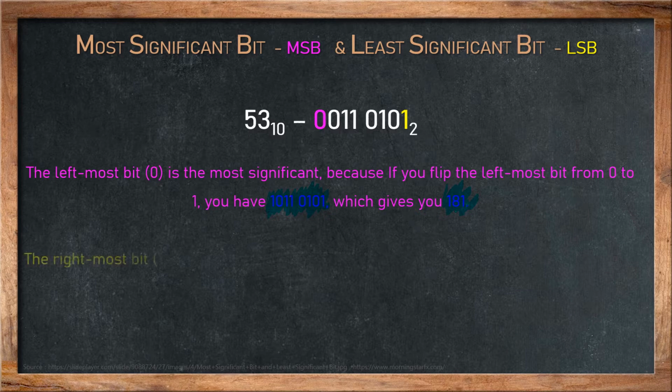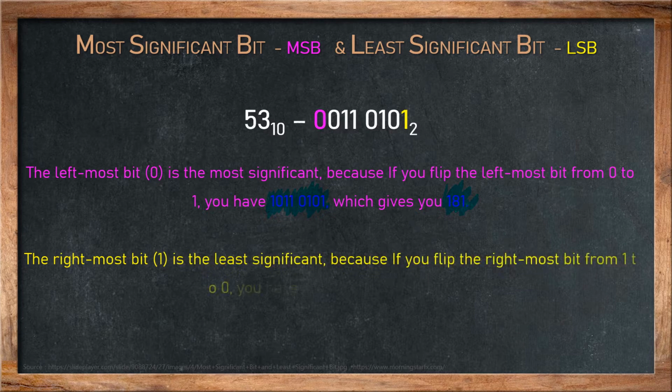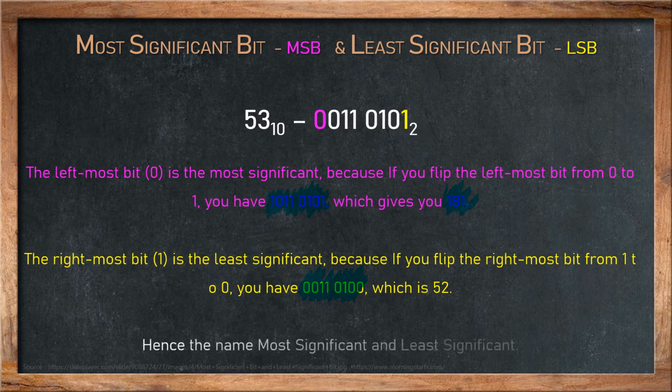About the LSB, the rightmost bit, that is our 1, is the least significant. Why? If you flip the rightmost bit from 1 to 0, you will get 0011 0100, and that is nothing but 52. So 53 is very close to 52. It means this rightmost bit has the least significance on the number, and that is the reason why we call them the MSB and the LSB, hence the most significant bit and the least significant bit.